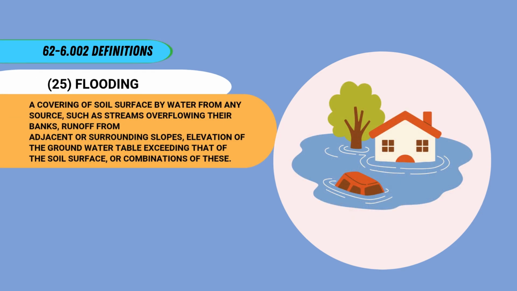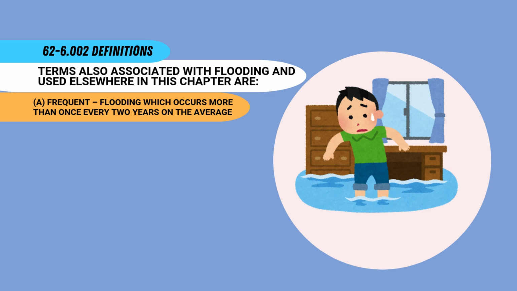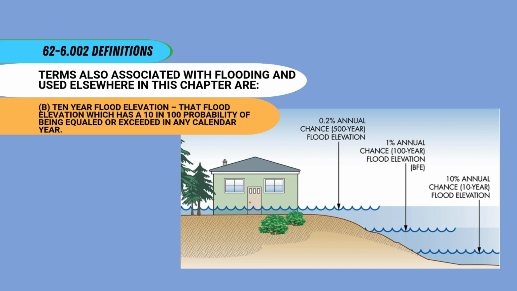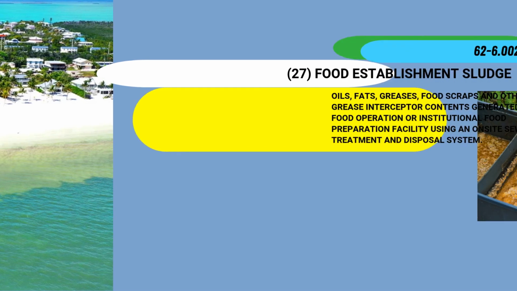Flooding. A covering of soil surface by water from any source, such as streams overflowing their banks, runoff from adjacent or surrounding slopes, elevation of the groundwater table exceeding that of the soil surface, or combinations of these. Terms also associated with flooding and used elsewhere in this chapter are: a. Frequent flooding, which occurs more than once every 2 years on the average. b. 10-year flood elevation. That flood elevation which has a 10 in 100 probability of being equaled or exceeded in any calendar year. Florida Keys means those islands of the state located within the boundaries of Monroe County.